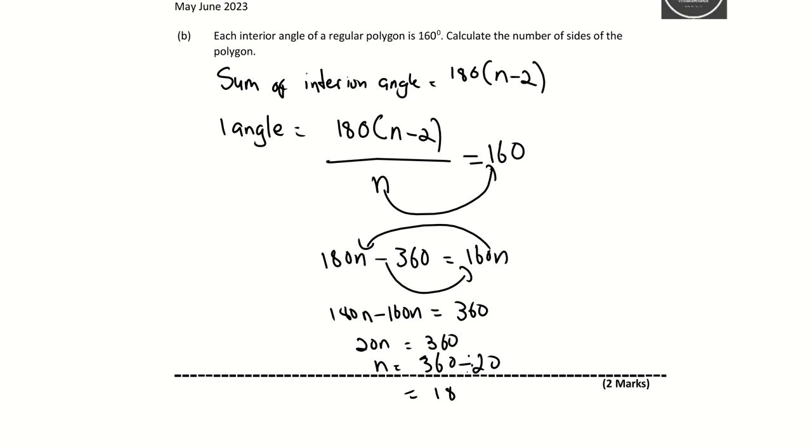Calculate the number of sides of the polygon, that's 18. Right, and that is how you would have done this question.